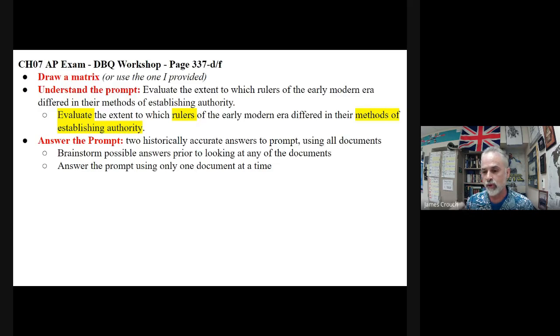But you answer the prompt using only one document at a time. Once you've done that for all 7, then you come up with 2 answers that you could hide all 7 underneath. 2 answers, okay? And I'm going to tell you, I think we probably hit on those answers already in our brainstorming. So we'll see.